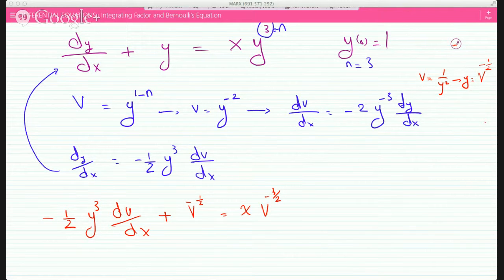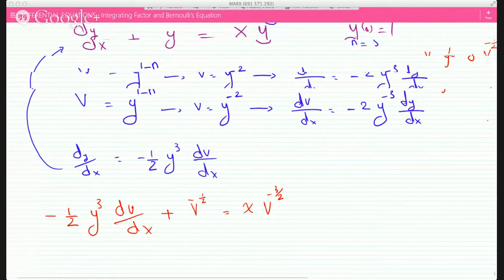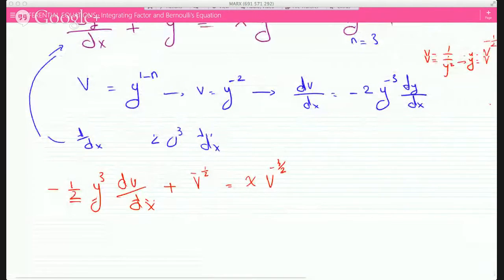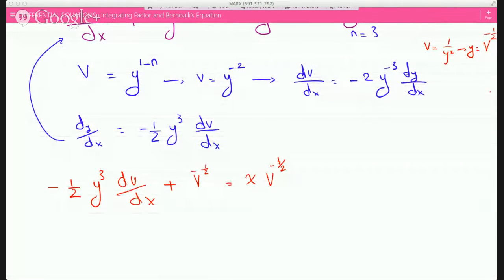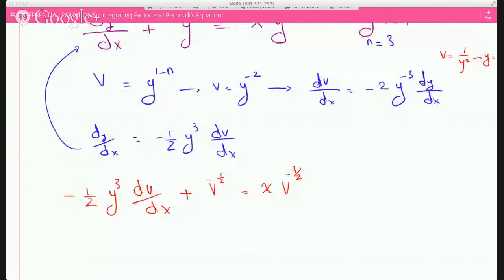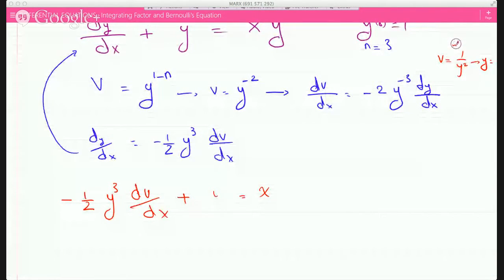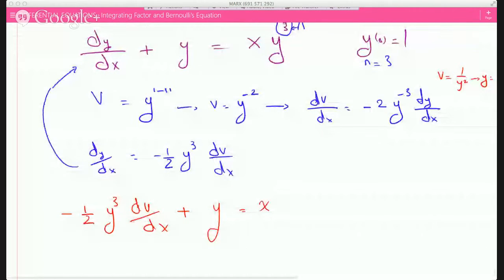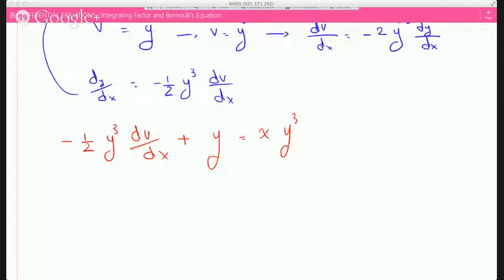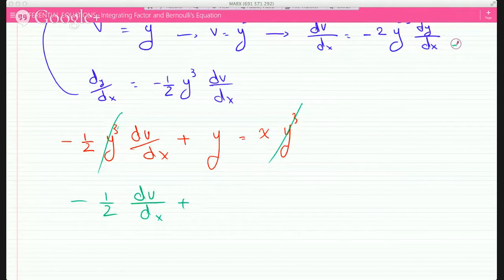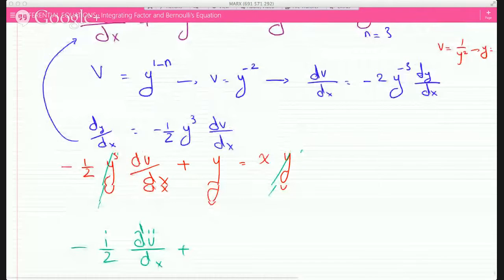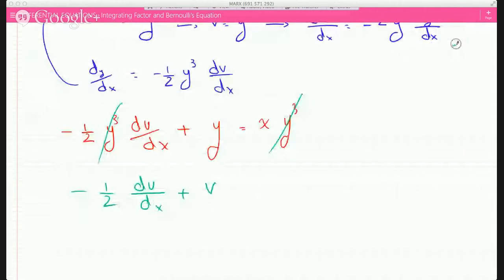Minus 3/2, negative because it's in the denominator. Maybe we should leave these as y's for the time being before we start switching. Be easier. So this is just plus y, and this is xy cubed. And now we're just going to divide everything by y cubed, and the y cubed goes away. And we get minus 1/2 dv over dx plus y over y cubed, which is 1 over y squared, the same thing as v, equals x.